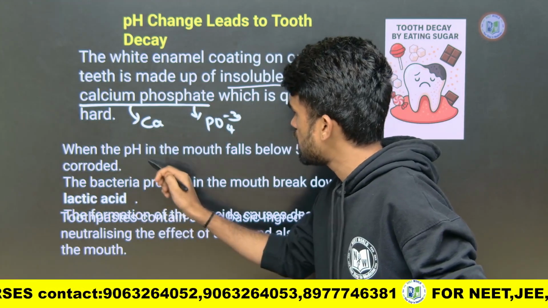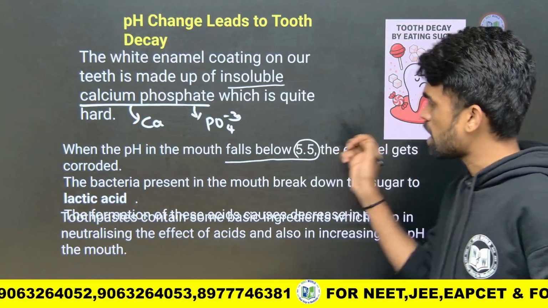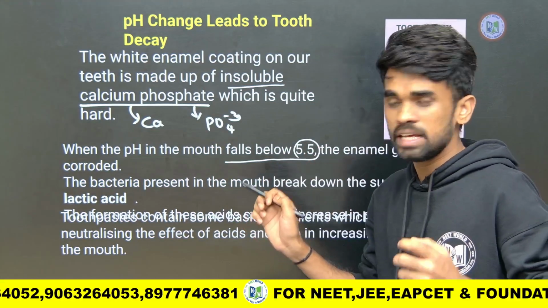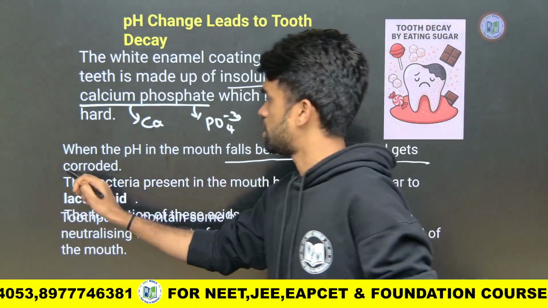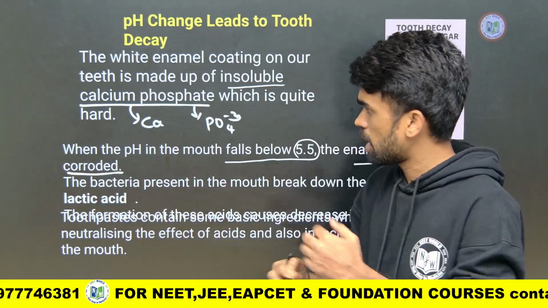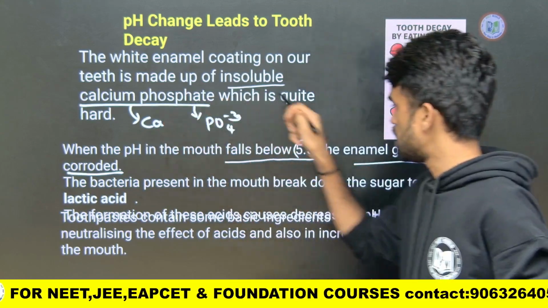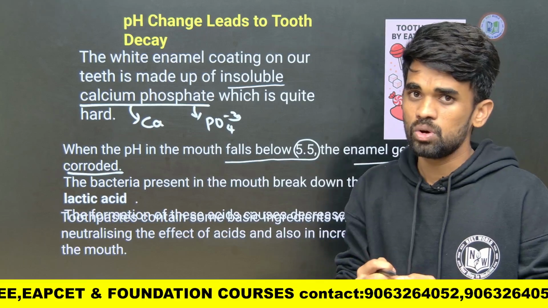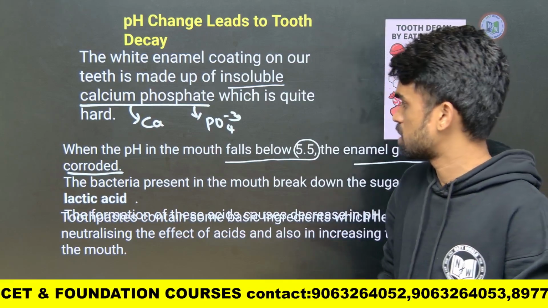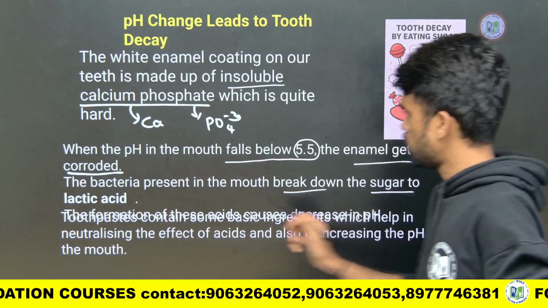When the pH in the mouth falls below 5.5, it means a strongly acidic region is created in the mouth. What happens? The enamel gets corroded. Why? Because this is a basic substance, and whenever it falls in this acidic range, it will get corroded, like a neutralization reaction taking place. The bacteria present in the mouth break down sugar to lactic acid.